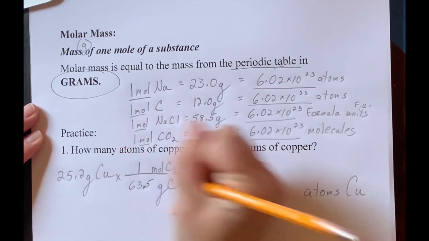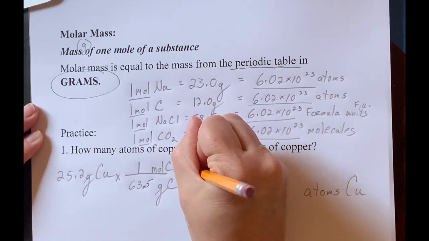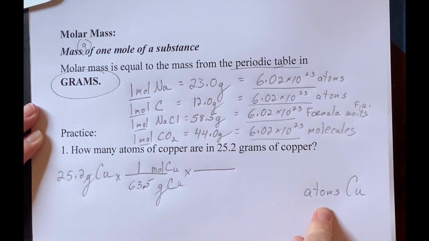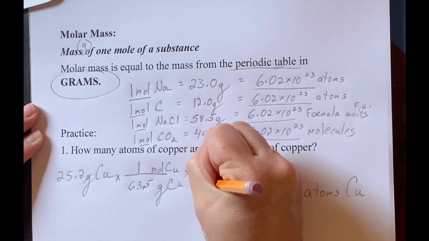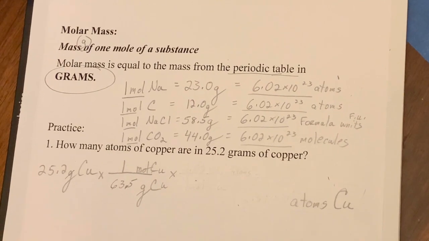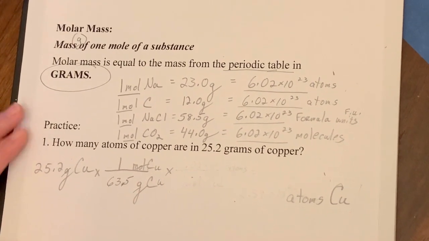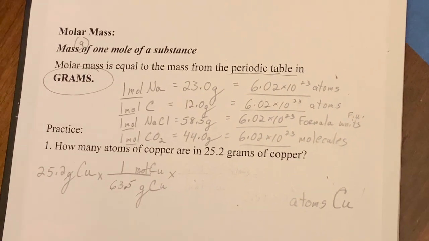All right, 63.5. Great. Well, my grams have divided out. I'm at moles of copper. I don't want moles of copper. I need atoms of copper. In 1 mole of anything, you've got 6.02 times 10 to the 23rd. All right, so we have the mass of copper, 63.5, and we got that from the periodic table.